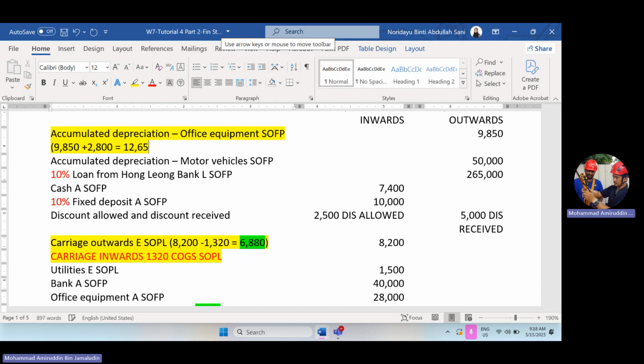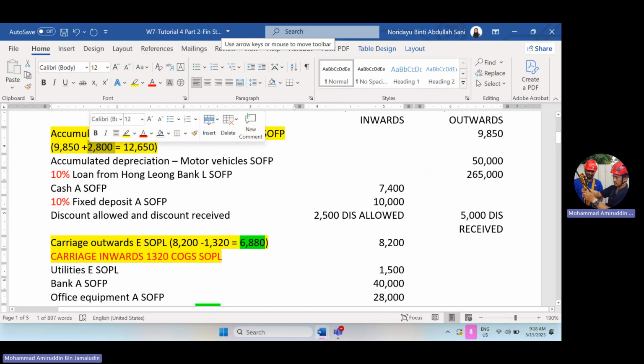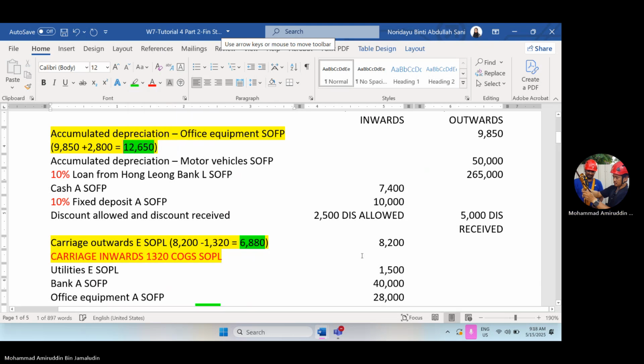12,650. So this is the amount that we add due to the depreciation expense this year, right? So this one we send to SOFP. How much? 12,650. Not 9,850, not 2,800.